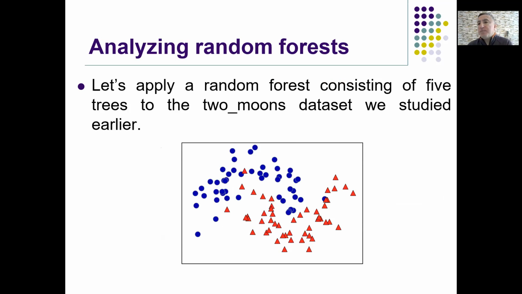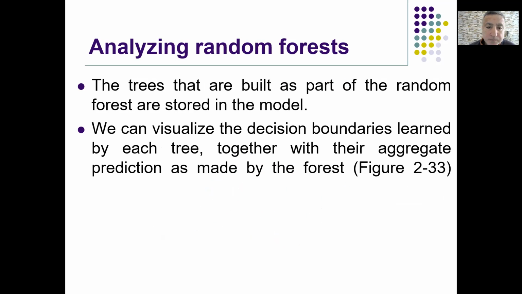Here you see the simple synthetic dataset, two moons dataset. The trees that are built as part of the random forest are stored in the model. So in the random forest model, if you have 10 or 100 decision trees, they will be stored in the model by their parameters. I mean the questions, right? The tests. You can visualize the decision boundaries learned by each tree, together with their aggregate prediction as made by the forest.